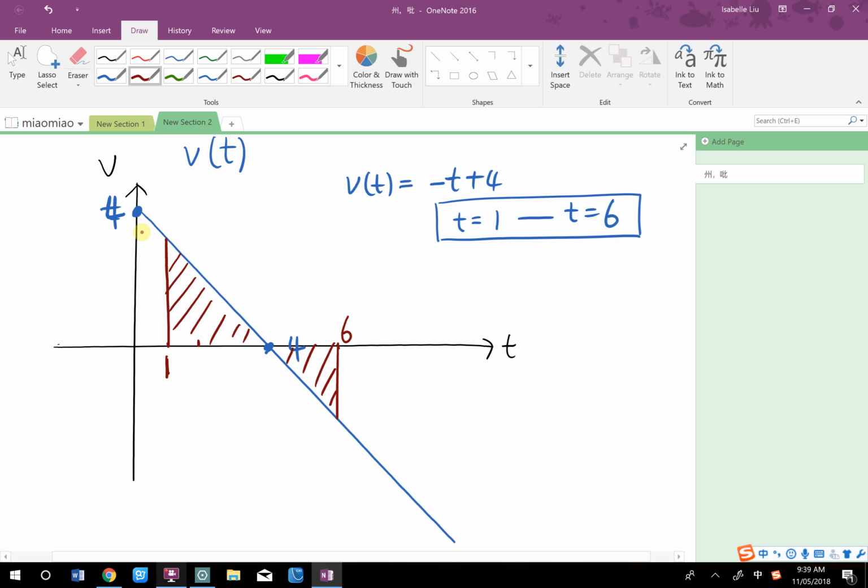So let's have a look at when t equals 1. This is 3, because you sub 1 into the equation, we get 3. And when t equals 6, the velocity will be negative 2. Sub into the equation. This is a substitution.